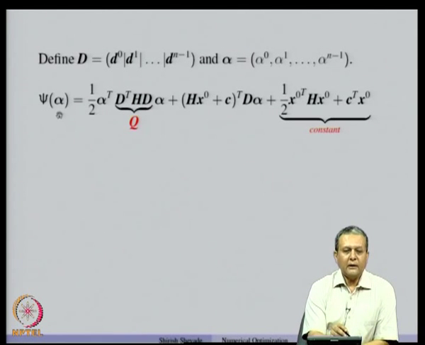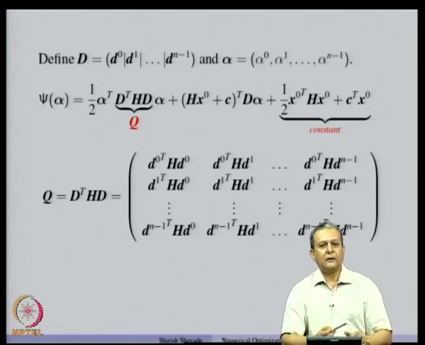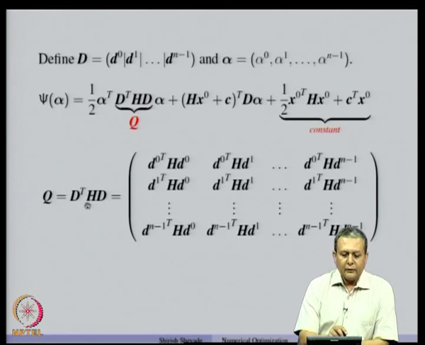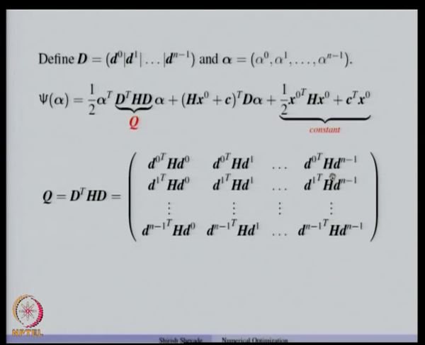Now, the Hessian matrix of this quadratic function is D transpose H D, and let us call that matrix Q. So, how will the matrix Q look like? The matrix Q looks like this, where on the diagonal you have D0 transpose H D0, D1 transpose H D1 and Dn minus 1 transpose H Dn minus 1, and the off diagonal elements are Di transpose H Dj in the ijth element of the matrix Q.